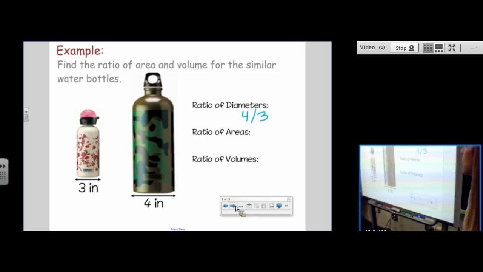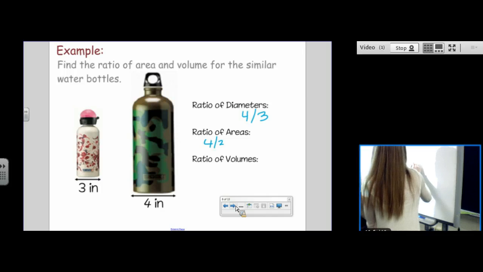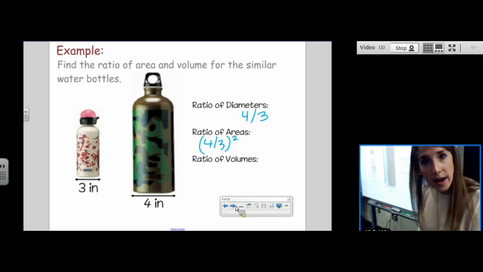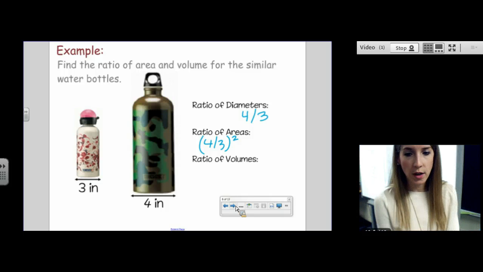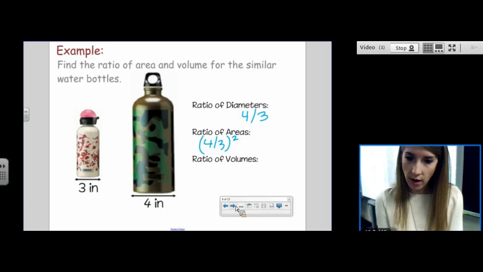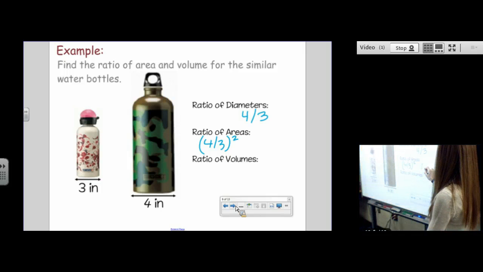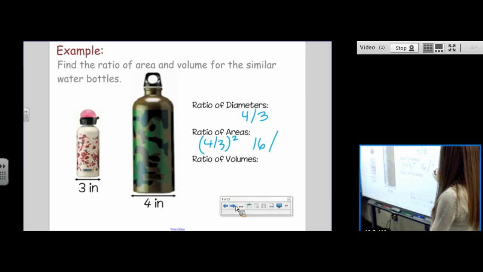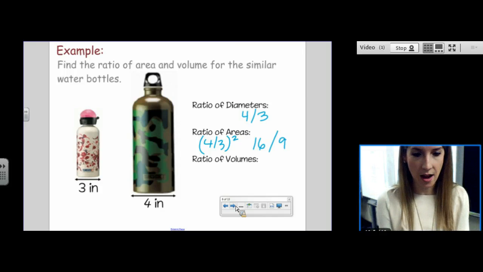All right, so what's the ratio of the areas? Well, the last slide told us take K and square it. Take the scale factor and square it. 4 thirds squared. You just square the numerator and you square the denominator. 4 squared, 3 squared. So there's the ratio of our areas, 16 to 9.